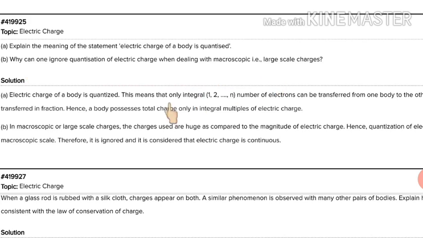Okay, second question is, why can one ignore quantization of electric charge when dealing with macroscopic or large scale charges? Actually, when we talk about macroscopic or large scale charges, charges are huge as compared to the magnitude of the electric charge. That's why quantization of electric charge is ignored and it is considered as continuous, because the number of electric charges is huge and each is very, very small as compared to the total charge.